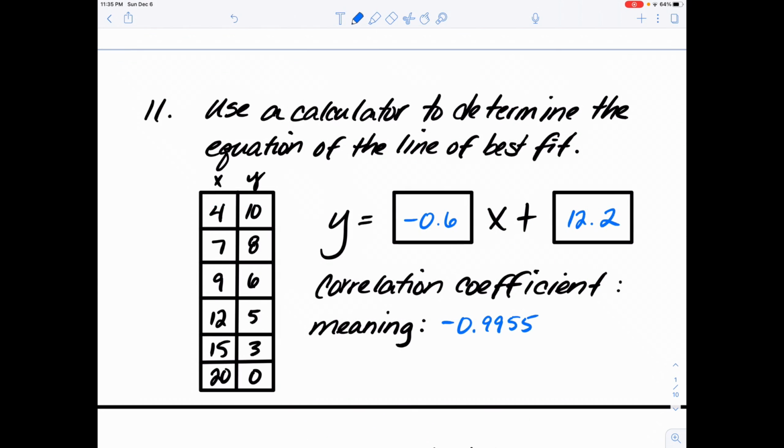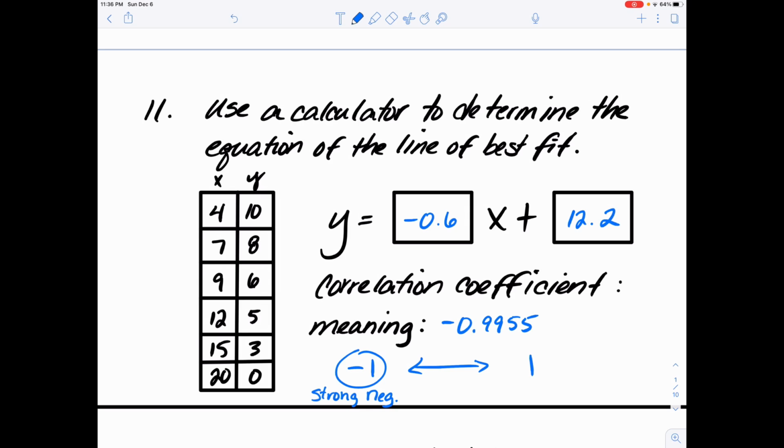Now we're back to number 11, and I filled in the m and the b from our graphing calculator, and it represents our line of best fit. Let's talk about the correlation coefficient. The correlation coefficient sort of works like this. Think of it as going from -1 all the way to +1, and there's an infinite number of numbers in between those two. Well, if your correlation coefficient is closer to a -1, it means it's a very strong negative correlation.